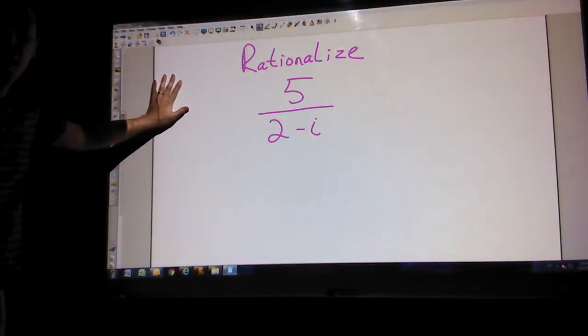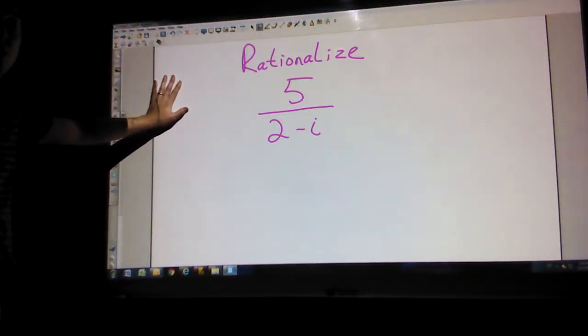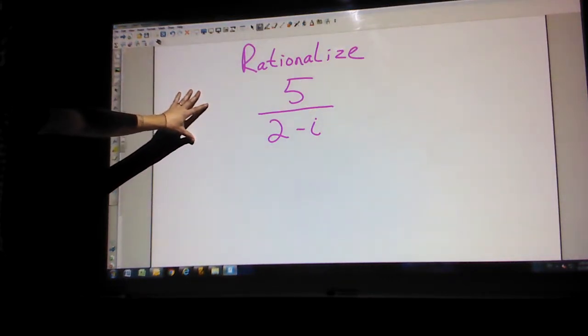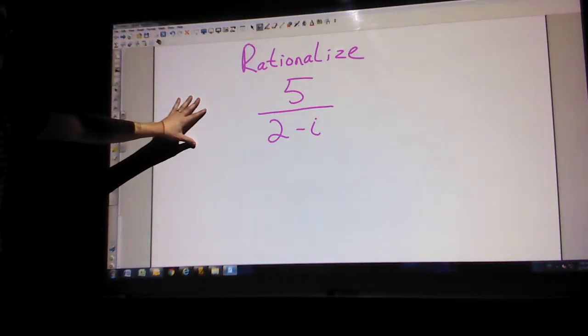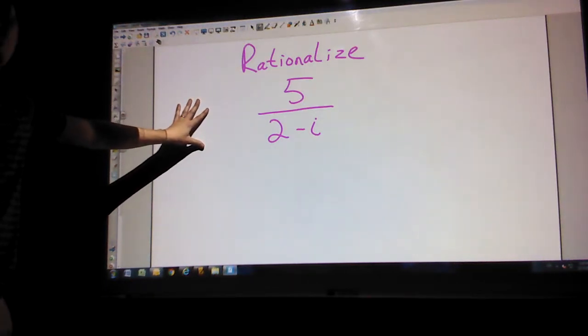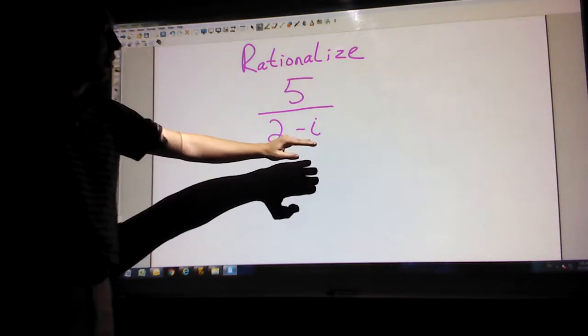A review of imaginary numbers. I've got 2 or 3 problems here just to quickly review i. Number 1, which you will have to do, is rationalize. Rationalize means I have to get the square root out of the denominator.